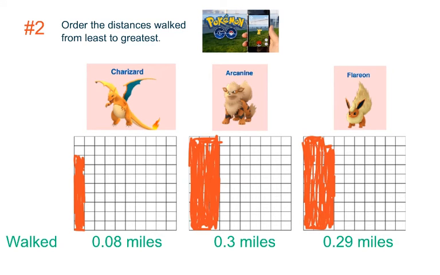So after filling in my grids, I noticed that Charizard had the least amount because I only filled in 8 of the 100 squares. And then the next smallest amount was Flareon, because I filled in 29 of the 100 grid squares there, and then the greatest distance was definitely Arcanine, since I filled in 30 of the 100 squares.